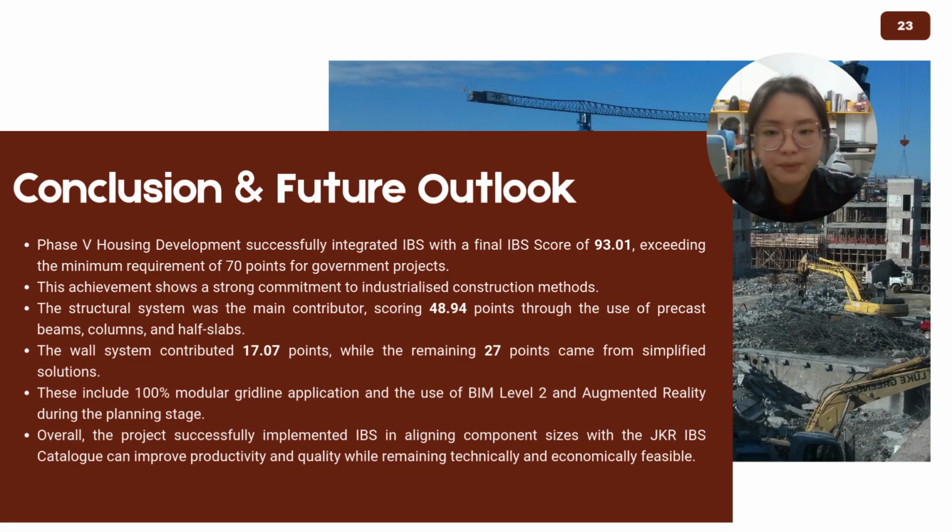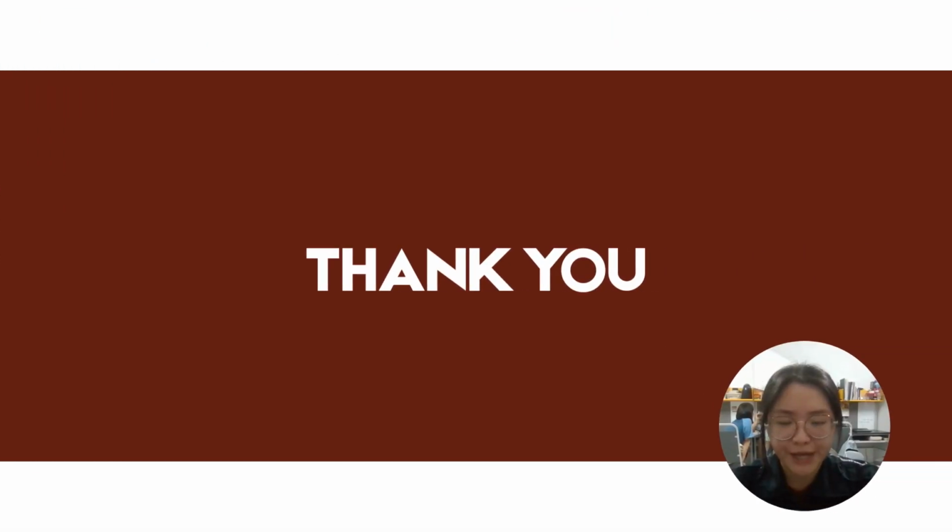These include 100% modular grid line application and the use of BIM Level 2 and augmented reality during the planning stage. Overall, the project successfully implemented IBS by aligning component size with the JKR IBS catalog, and can improve productivity and quality while remaining technically and economically feasible. That's all for our project. Thank you.